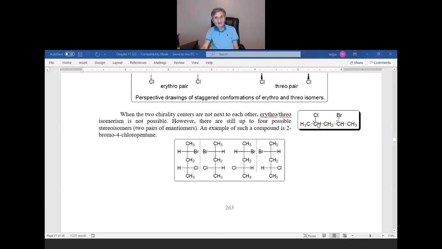If chirality centers are not contiguous, if they are not next to each other, then we still have up to 4 possible stereoisomers, 2 to the power of 2, but we cannot use the erythro-threo designation. We can only use R,S, no longer erythro-threo, because they are not next to each other.